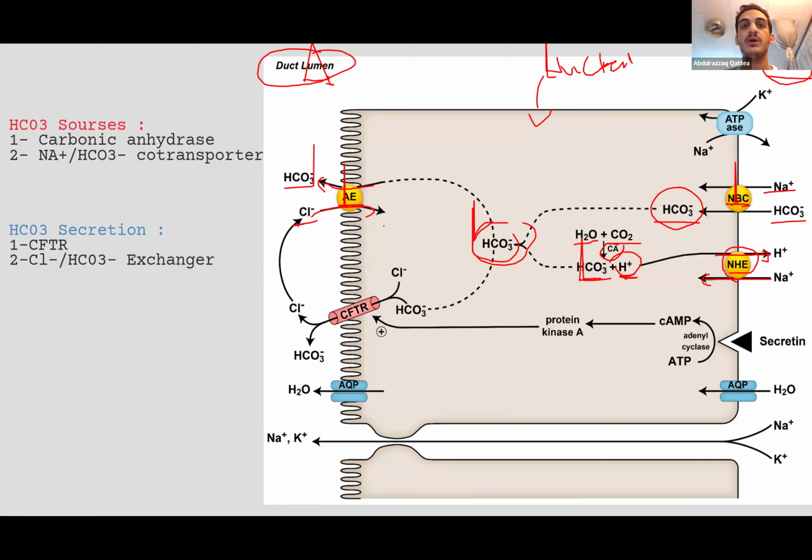So basically, you don't want a lot of negatives to be on the same side. So what you're gonna do is you're gonna get the chloride inside the cell and the bicarbonate outside the cell in order to balance the gradient. And the same thing for the sodium and bicarbonate. Bicarbonate is negative and sodium is positive. So you want a balance. So you will get them both inside the ductal cells. This was the first secretion of bicarbonate, and the second one is by the CFTR channel.